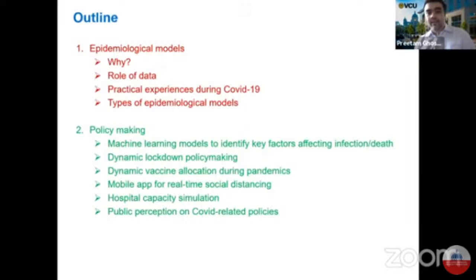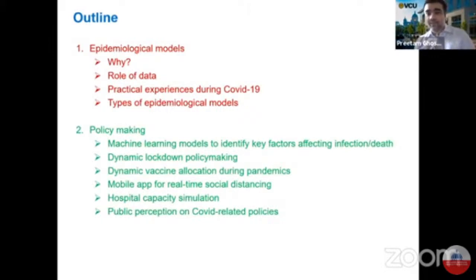And then before we go into the next part of policy making, we will very briefly cover the flavor of these epidemiological models, what they entail, what types of models are out there. We'll not go into the math of it. We will just talk about the basic categories of models that are out there. Now, this first part will motivate the second part of the talk, which is more on the research side of things. So we will talk about how these types of models can impact policy-making decisions.